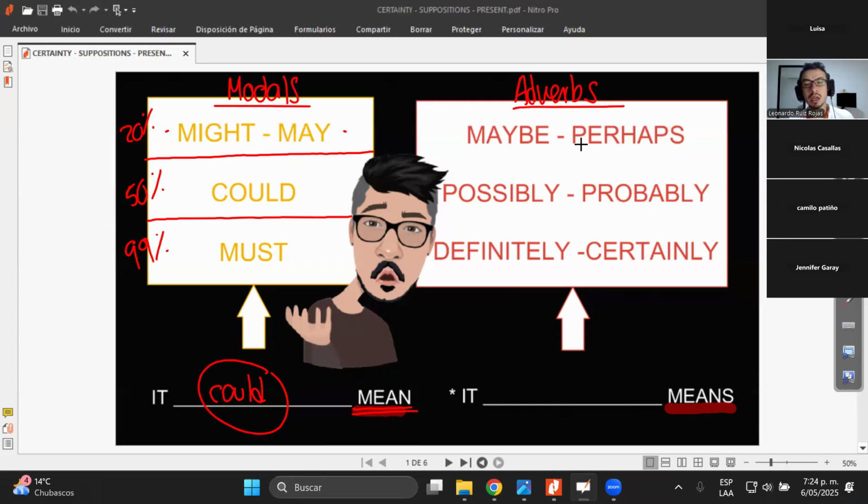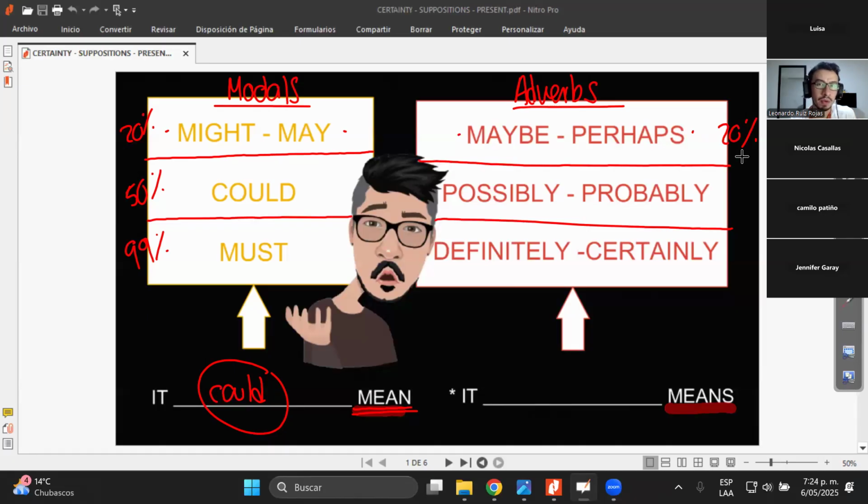Okay? The adverbs are simple expressions that are going to show me, in this case, that the sentence is not completely sure or it's not completely certain. When I use maybe or perhaps, in that case they mean quizás, ¿cierto? O de pronto, o tal vez, maybe, and perhaps. It's because we are not sure. Perhaps it means, or maybe it means, but we are not sure. Then we have possibly and probably, like 50-50, right?